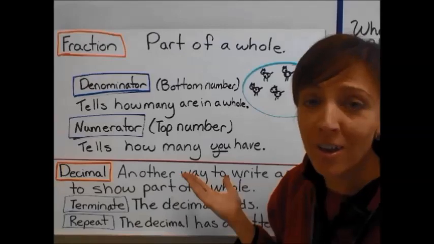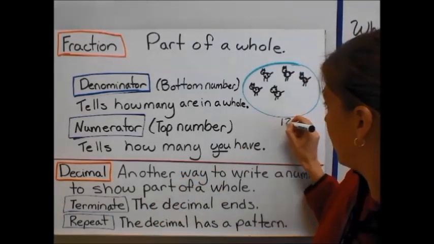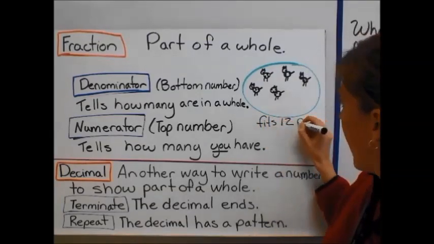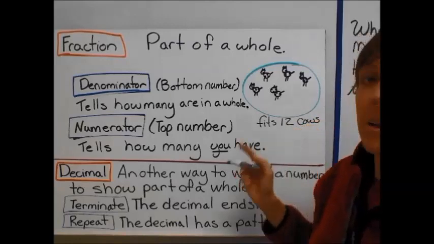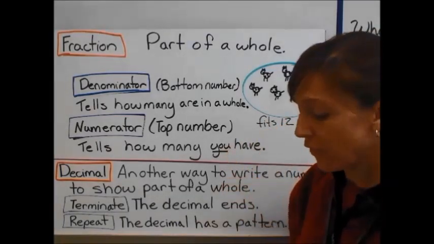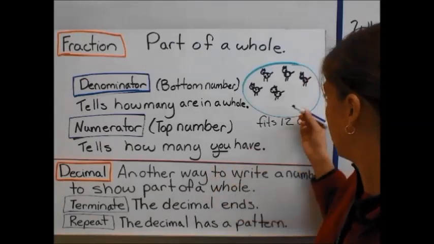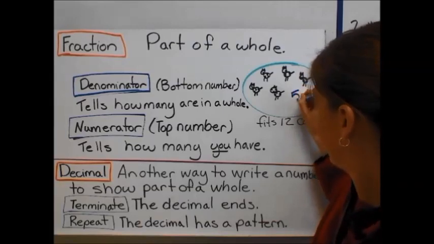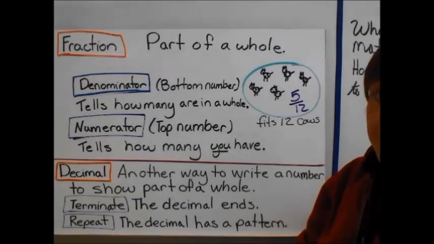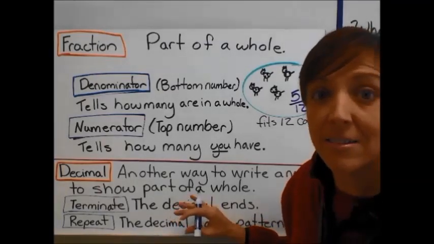Now my farm is large enough that I could fit 12 cows on it. So it's large enough to fit 12 cows, but I only have 5 cows on my farm. So really the fraction that would represent what's on my farm is 5 cows out of a possible 12 cows. Okay, now let's go down and look at that as a decimal.